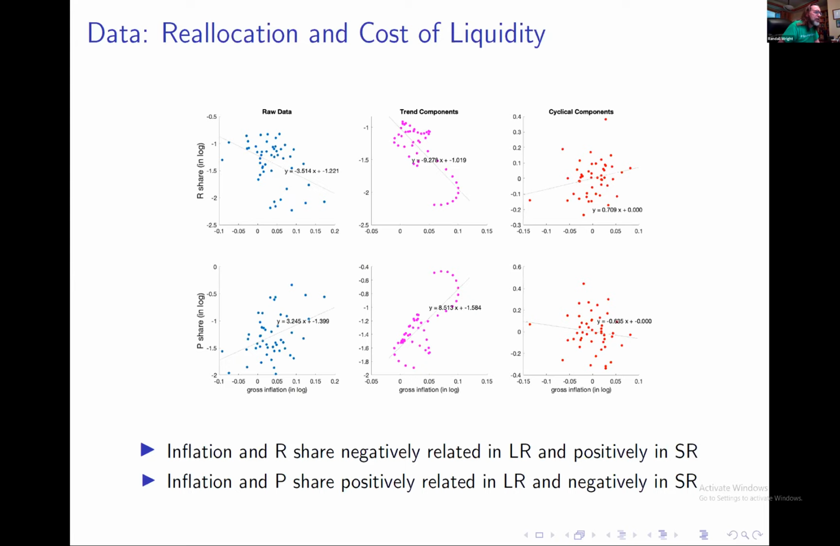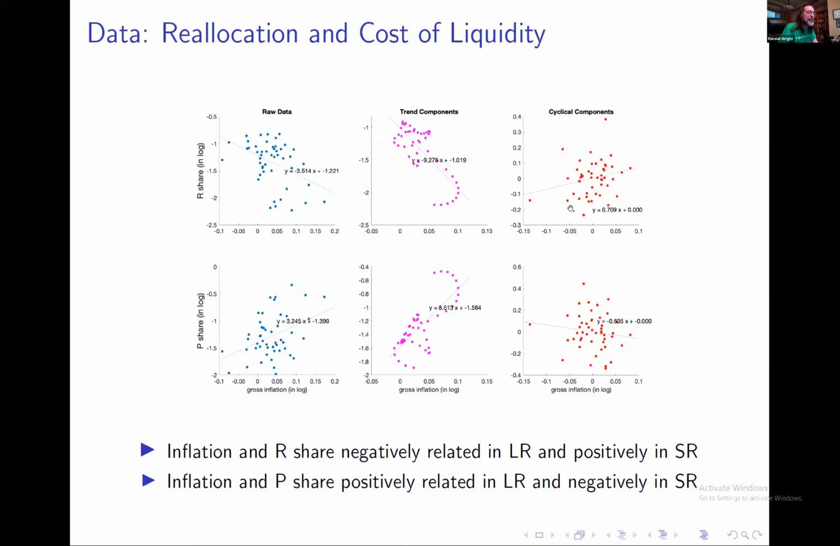So motivated by this cash or cash equivalent, we're thinking liquidity is quite relevant. And we're going to capture the cost of liquidity by the inflation rate. I'll say more about that. But taking that as given for now, here's the R share. So reallocation as a fraction of total capital expenditure versus inflation. If you decompose it into a trend and cyclical component, the trend component, so in the longer run, inflation is strongly negatively correlated with reallocation in terms of the R share. But in the short run, it's positively correlated.